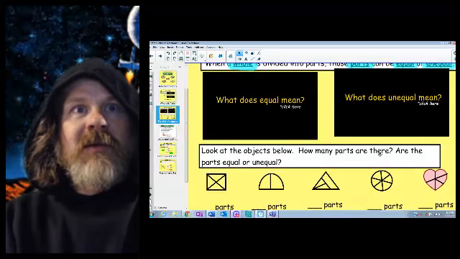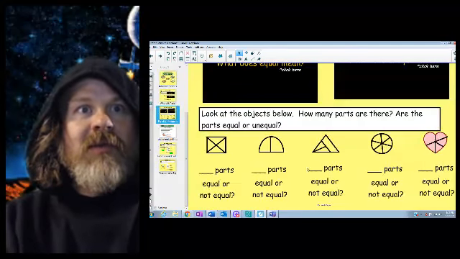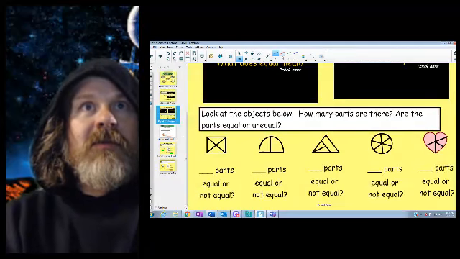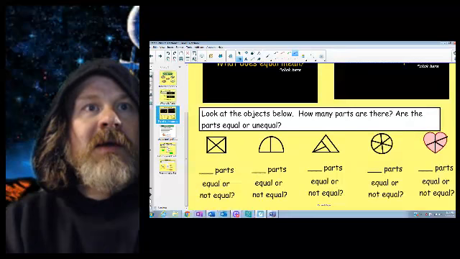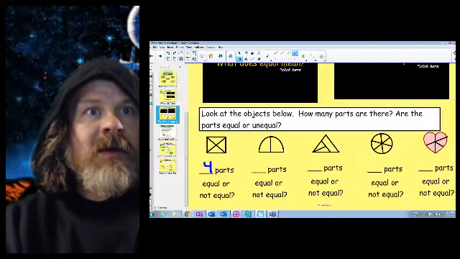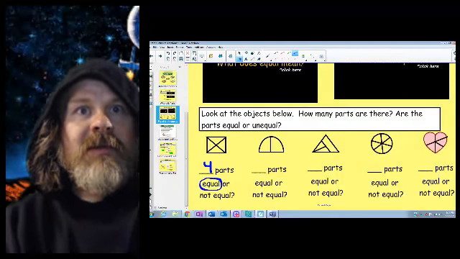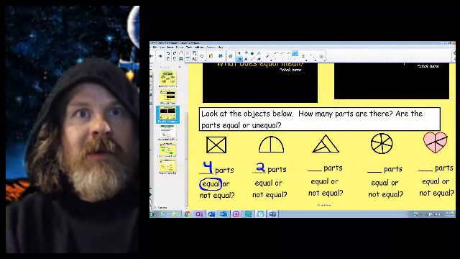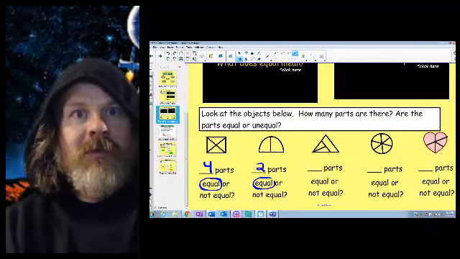So we're going to look at these objects below and look at the parts and if they're equal or unequal. So get a fancy color here. Let's go with just a blue. This first shape, there are 1, 2, 3, 4 parts, and they are the same size, so they are equal. In this next shape, there are 2 parts, and they are the same size, so this one is equal as well.